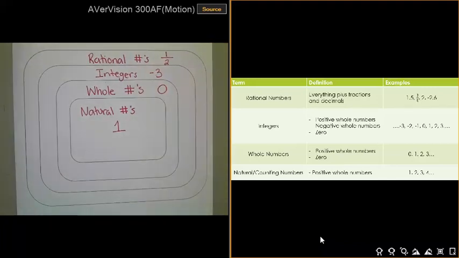This will help you out. If you go ahead and draw one of these, you can figure out quickly on which ones belong where.